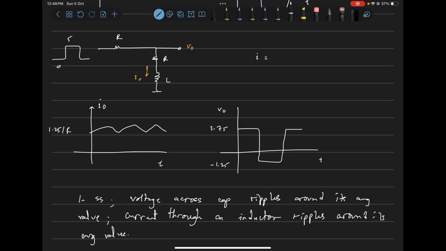Since inductor is a short, it will be the average value at the input divided by the total resistance. So it will come out to be 1.25 by R. So I0 will ripple around 1.25 by R.